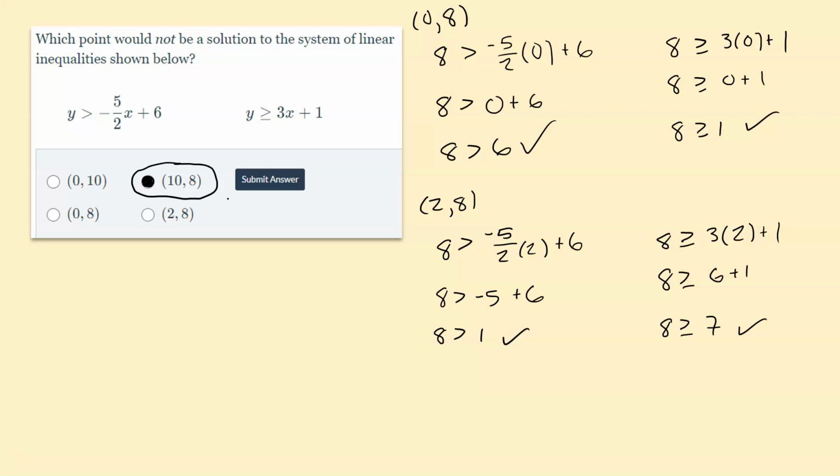(10, 8). That's the only one of these that is not a solution to the system, because it was true for one inequality, but not true for both. So it is not a solution.